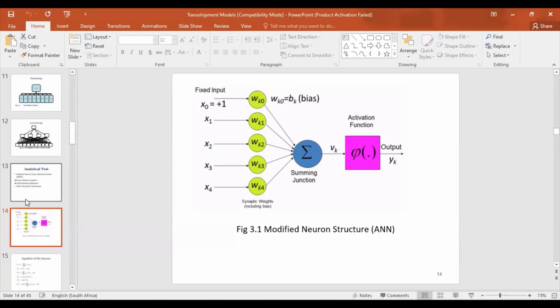So looking at the behavior of this neuron structure, it became very important to synchronize this and use it to solve real-life problems by demonstrating what this can do in real life.